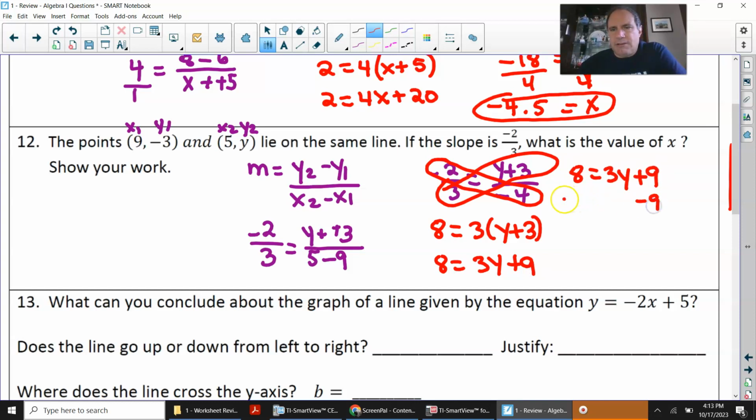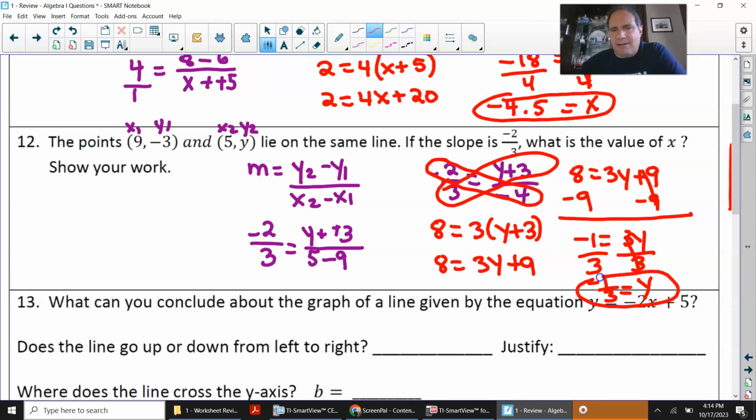Minus 9 on both sides. This cancels. You get -1 equals 3y. You divide by 3. And y equals -1/3. Very difficult to find out any other way. That's how you do it.